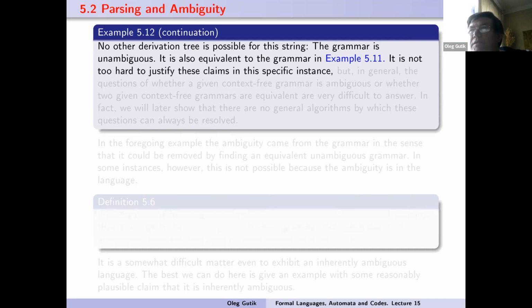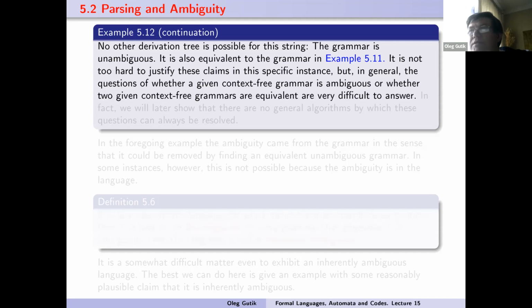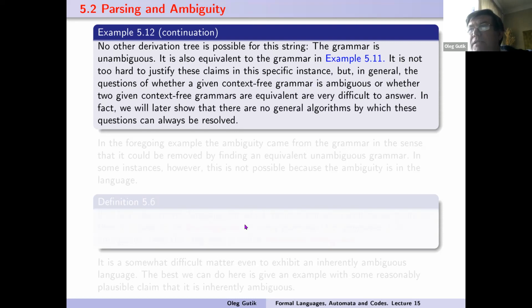It is not too hard to justify these claims in this specific instance, but in general, the questions of whether a given context-free grammar is ambiguous or whether two given context-free grammars are equivalent are very difficult to answer. In fact, it can be shown that there are no general algorithms by which these questions can always be resolved.